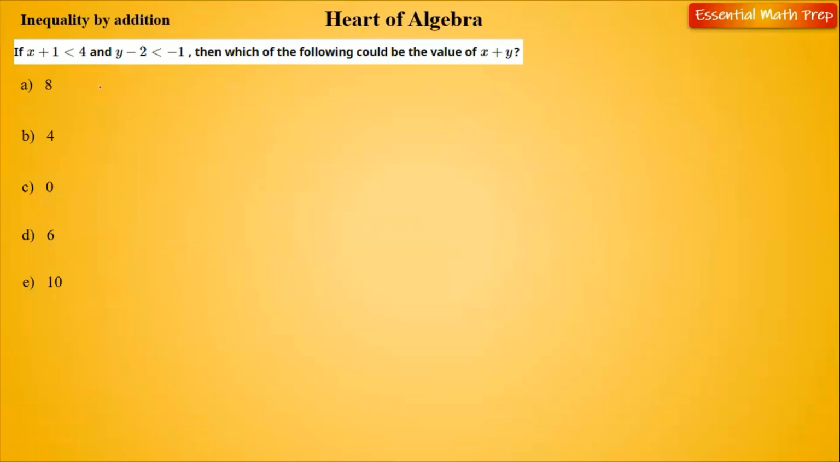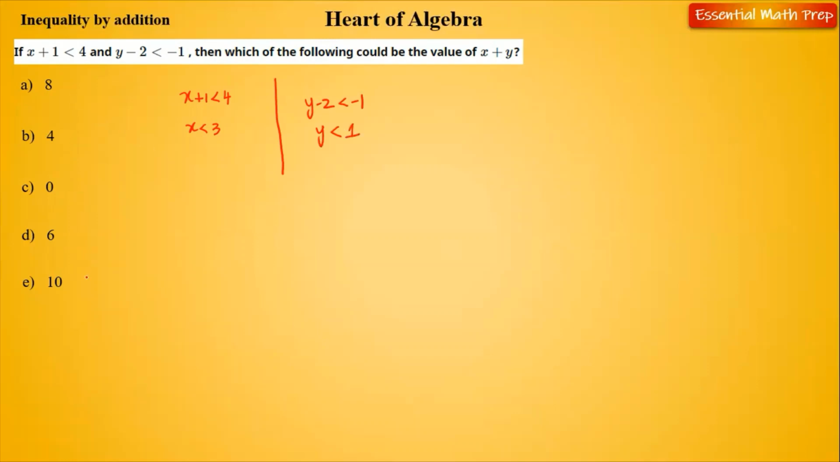All right, if you have x plus 1 less than 4, y minus 2 less than negative 1, then which of the following could be the value of x plus y? What you have to do is to further simplify x and y to the lowest level possible, okay? So if you add negative 1 on both sides, then x is less than 3, okay? Similarly, y minus 2 is less than negative 1. If you add plus 2 on both sides, y is less than 1.